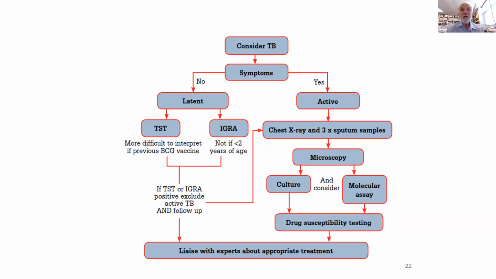But if either one of them is positive and you want to exclude active TB, then you follow up with the chest x-ray and 3 sputum samples. If they already have symptoms like JW, then you assume they have active TB, and you go ahead and do your workup like was done on JW. So that's basically how you would work them up.